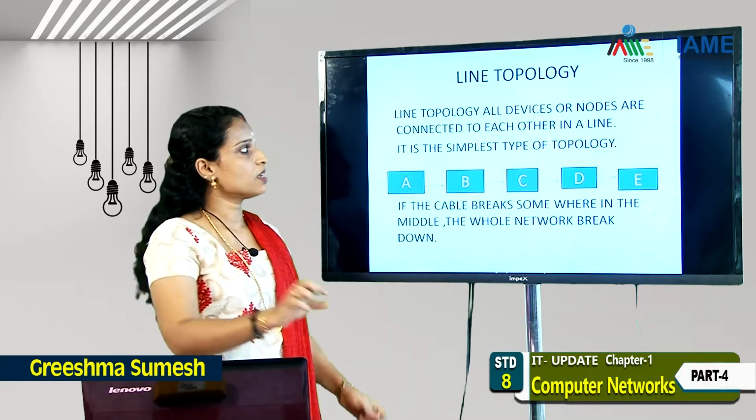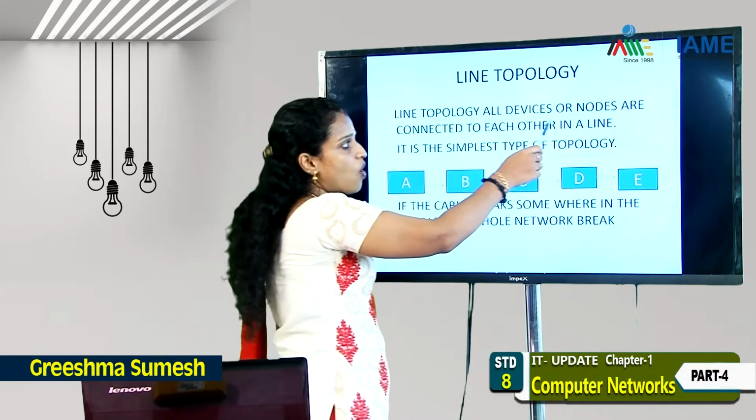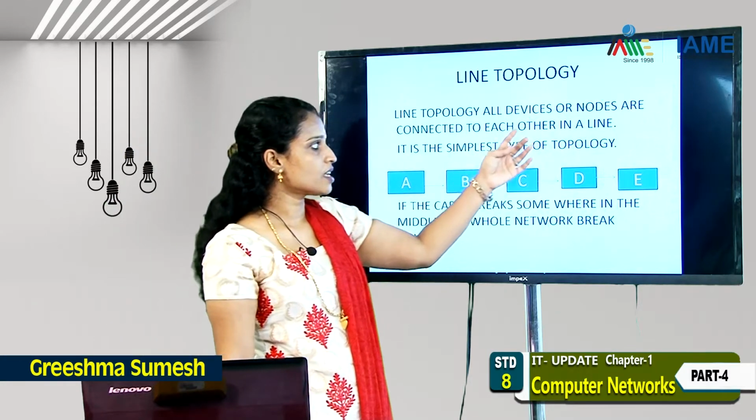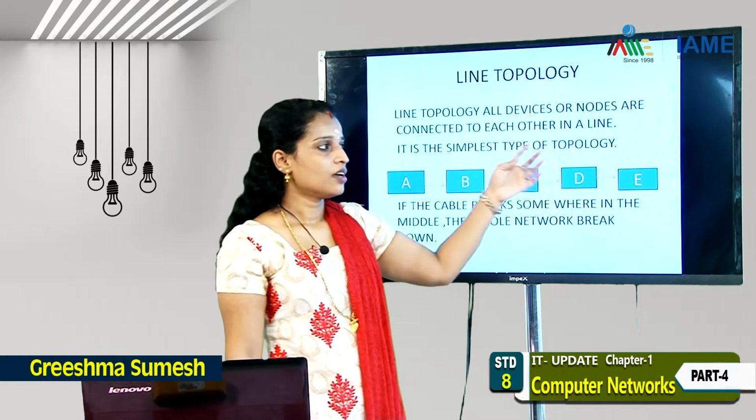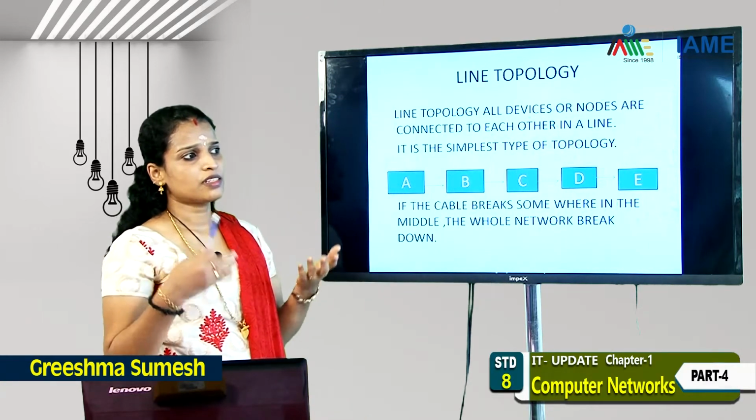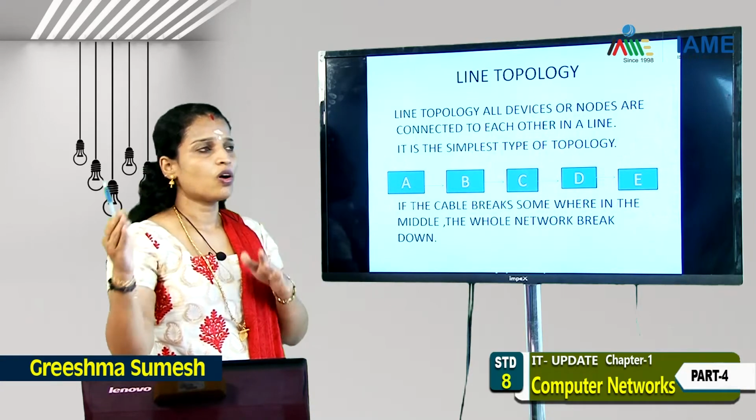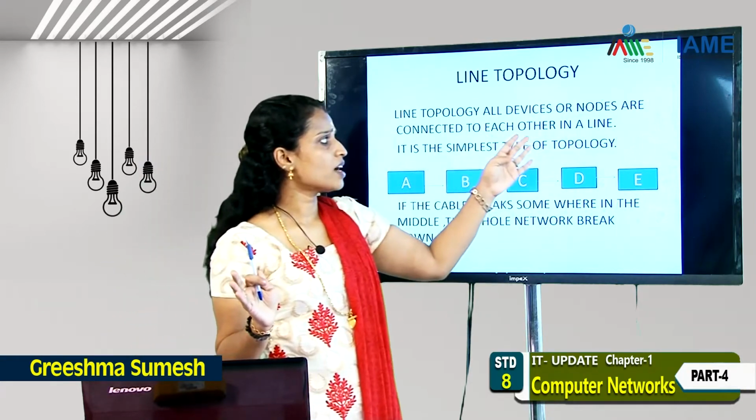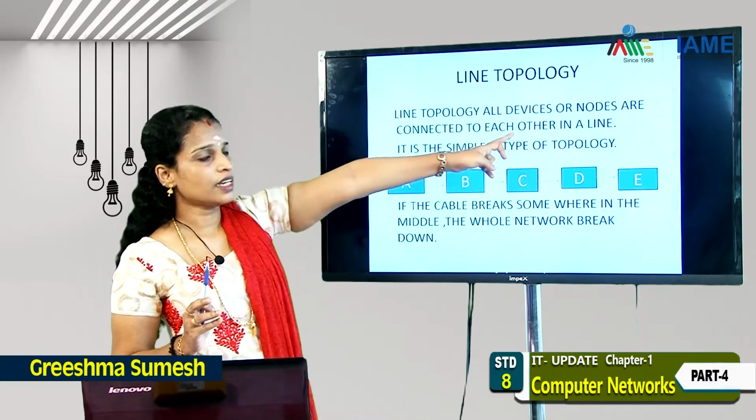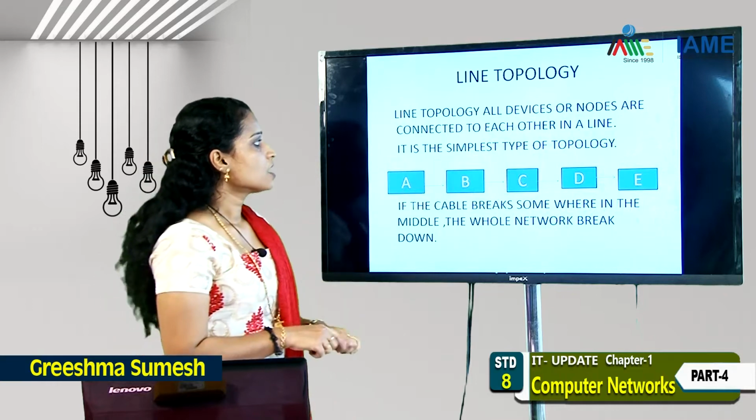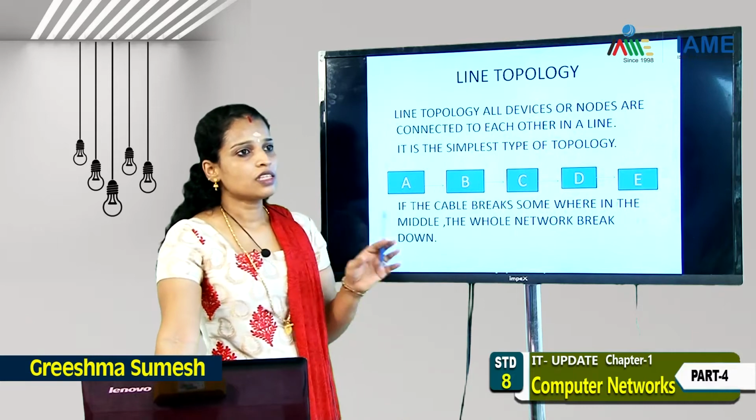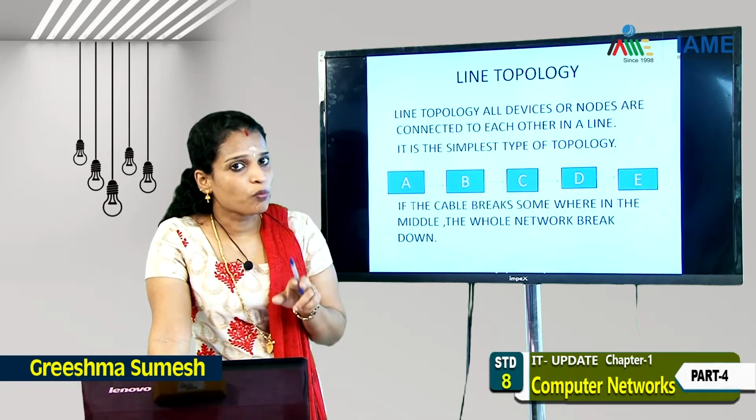Line topology, all devices or nodes are connected to each other in a line. All devices means keyboard, mouse, monitor, all devices or nodes are connected to each other in a line. It is the simplest type of topology.